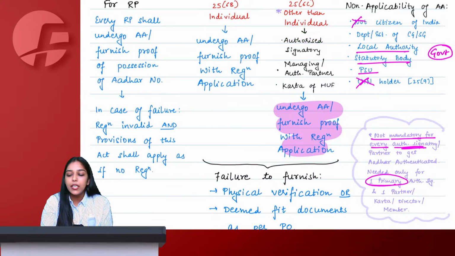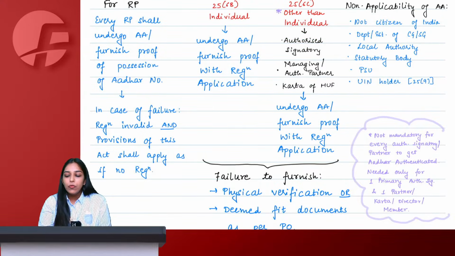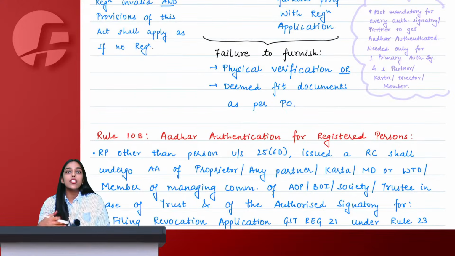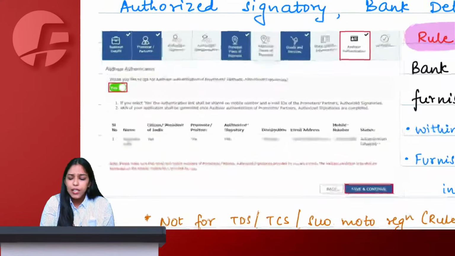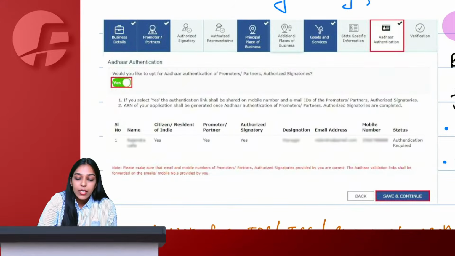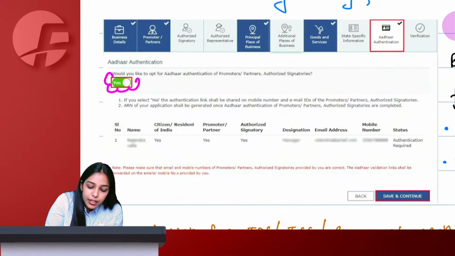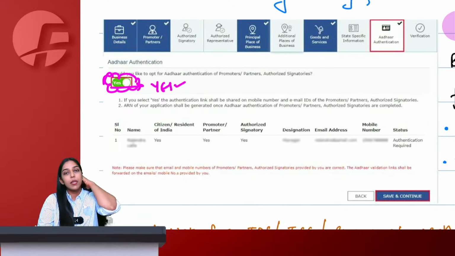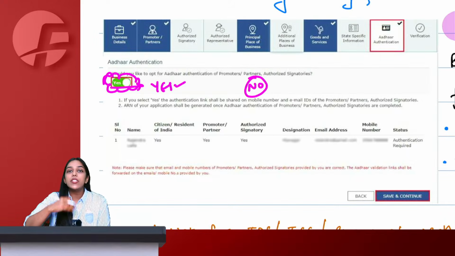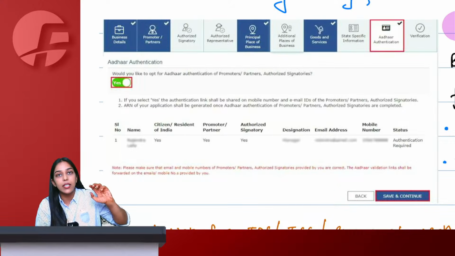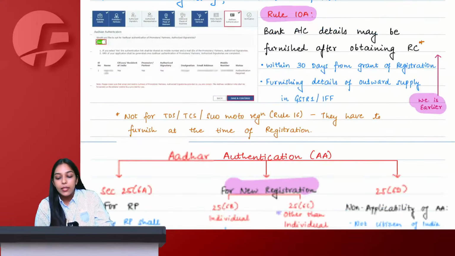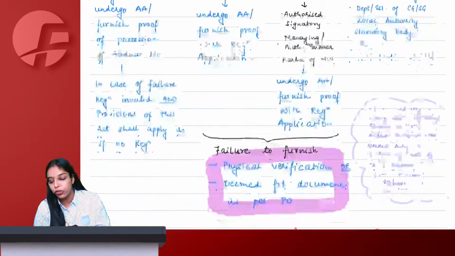But ma'am, if I am taking new registration and due to any reason I am not able to do authentication or my authentication is failing, then do I have some other option available with me? The answer is yes. So while you are filing your GST REG-01 Part B, they will actually ask you if you want to undergo Aadhaar authentication or not. If you tick yes here, then only your Aadhaar authentication will be done. If you tick no, then we have some other procedures available for you, that your physical verification can be done. On some other documents also they can give you registration. That is a separate thing. Otherwise than that, normally Aadhaar authentication you have to do.